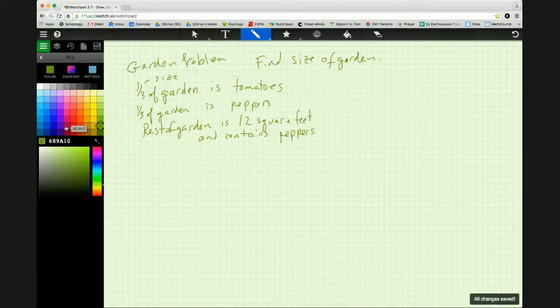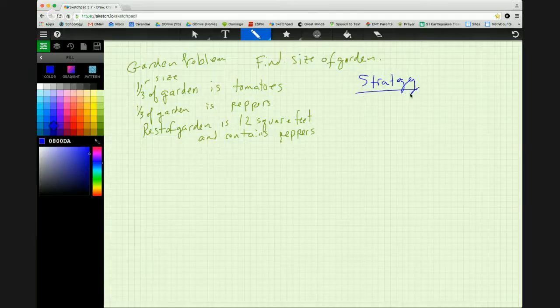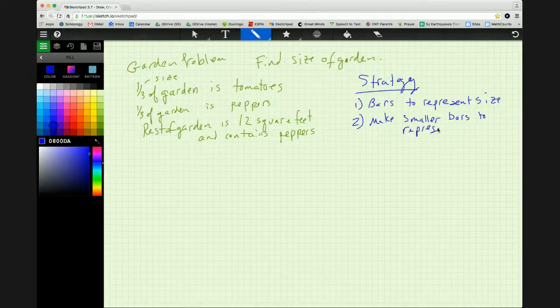Now the strategy for this one and the next one is going to be to make a bar. We're going to use bars to represent the size, and then we're going to make smaller bars to represent known pieces.